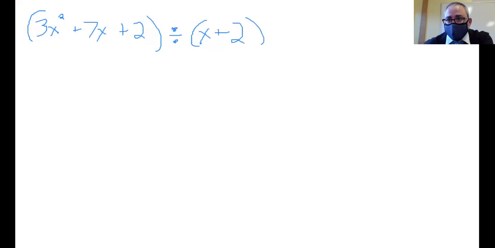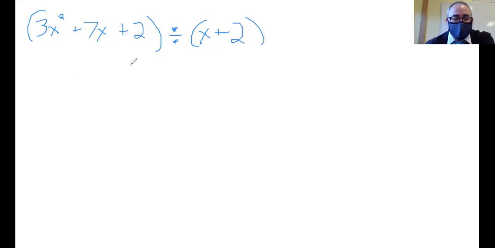All right, it's been a while since I was doing any synthetic division of polynomials, so bear with me here. The first question on the synthetic division homework was 3x to the second power plus 7x plus 2, divided by the expression x plus 2.